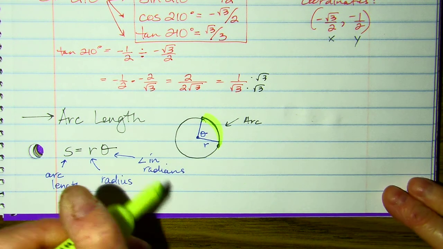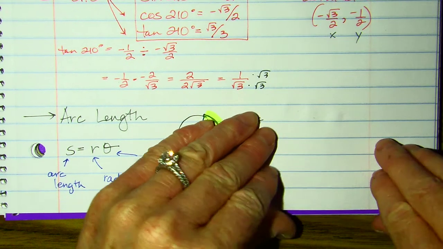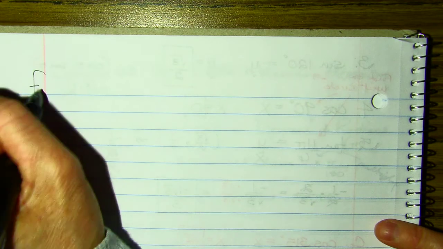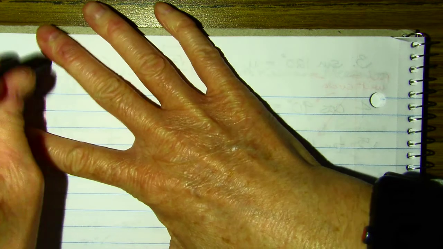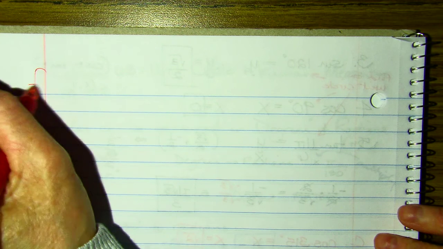But this is super important. Your angle has to be in radians and not in degrees. So there are three. Let's start with part, oh, I've been doing these in red. My apologies. Let's start with part F.